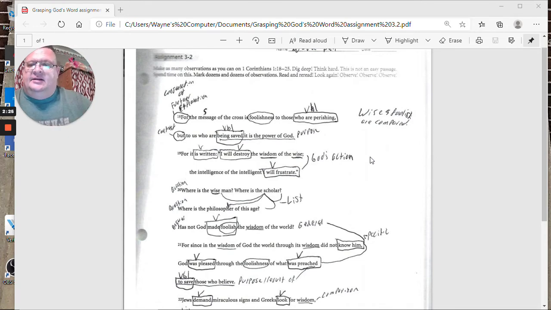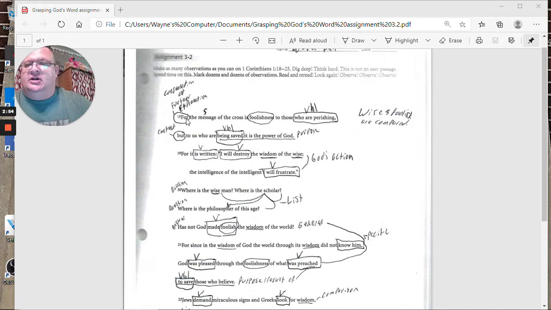And then the conjunctions I circled, and I listed what that conjunction was doing. For instance, the conjunction for. Most of the time when you see for at the beginning of a verse, it's explaining something that was just previously said. So if you want to look at what was being previously said, you have to go to verse 17 to understand what's being explained in verse 18. So you just want to pay attention to those things.